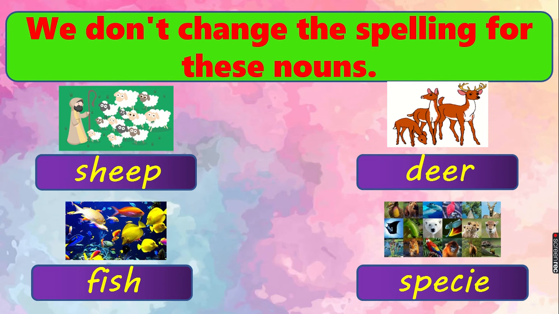And lastly, we don't change the spelling for some of the nouns, like these nouns. Sheep. We don't say sheeps, we say sheep. Deer. We don't say deers, we say deer. Fish. We don't say fishes, we say fish. Species. We don't say specieses, we say species.